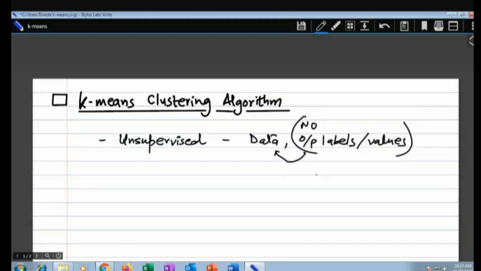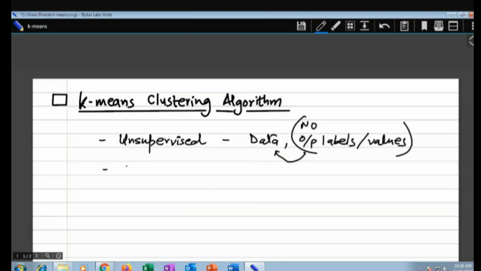So you have just plain data. For example, consider there are two features, let's say x1 and x2. You will have some numerical values for x1 and x2, but there is no y available with this. So you cannot say any class or any value is associated with this. Okay, so this is unsupervised learning. You have only the data, no output values or output labels.